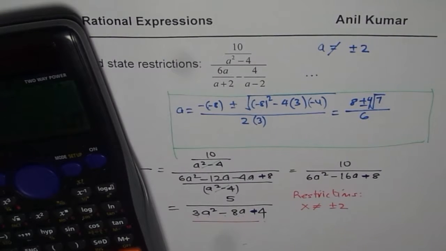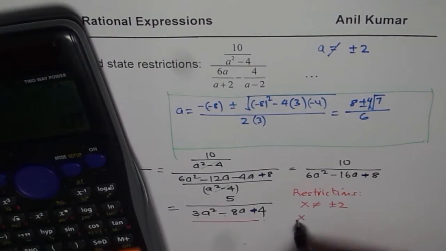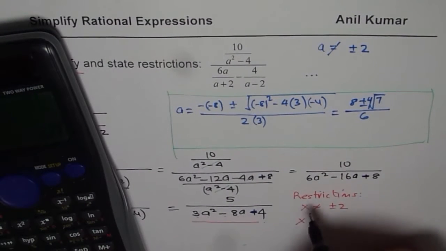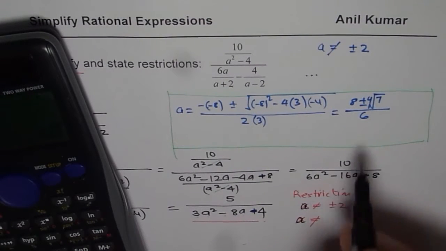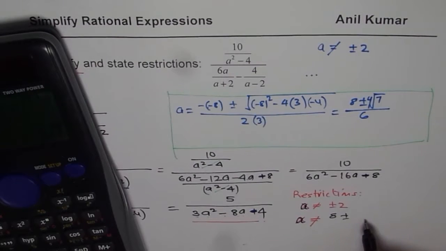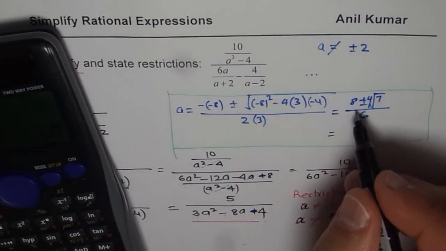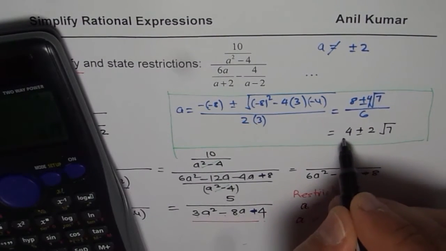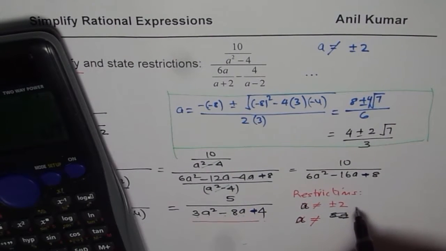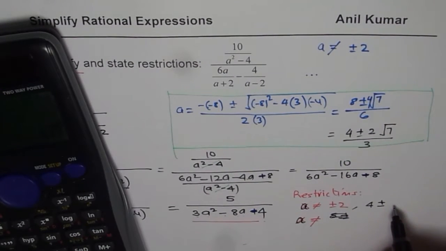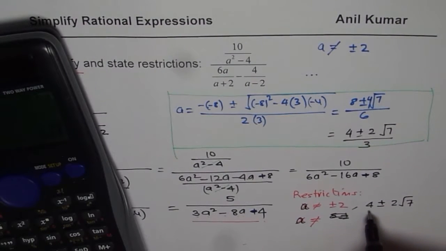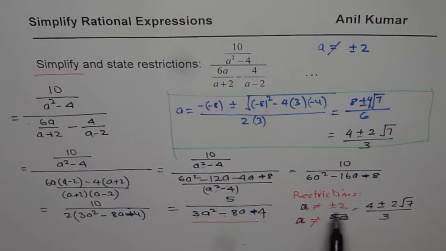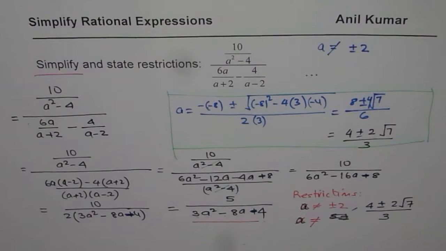You get the idea. So the other restrictions for us are that x is not equal to, I should not write x, I should write a, I'm sorry. So a is not equal to 8 plus minus. Well, this could be simplified. We could divide each by 2. So we get 4 plus minus 2 square root of 7 divided by 3, right? So that becomes part of our restriction. So we have 4 restrictions for the given rational expression.